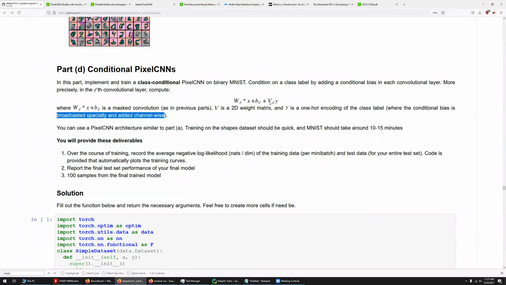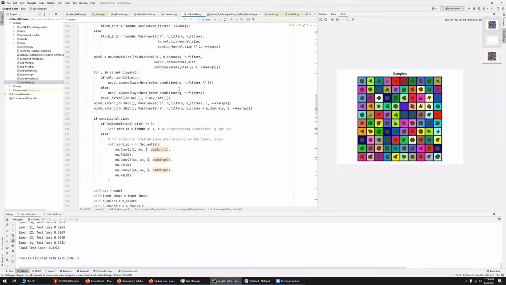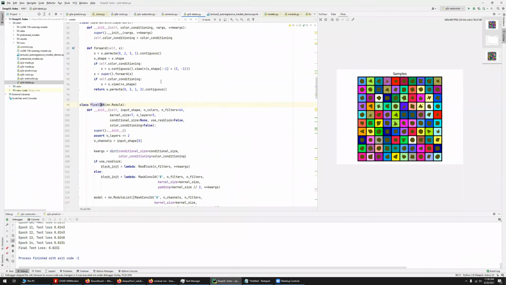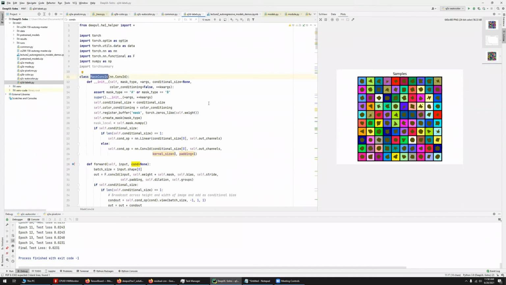But we can take a look at the shapes. I think this Y is one hot encoded, so it's a vector of 4, and then we have a matrix, a linear neural network that will just move it to the right shape, and then it's broadcast over everything. You can just take a look at the code here. So this is the one. This is the pixel CNN, and we're not using the residual block, so this is the Conv2D.